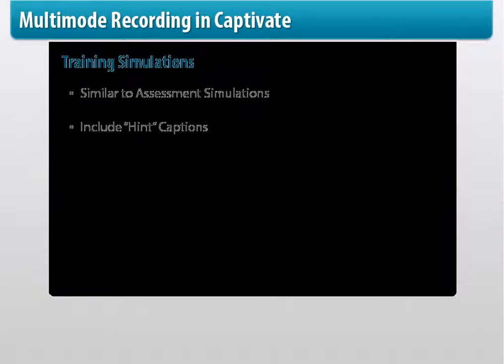Training simulations are similar to assessment simulations, but in addition to click boxes and failure captions being automatically added, Captivate adds hint captions, which are captions that appear if the learner places their cursor close to the click box or hotspot, but doesn't actually click on the click box.